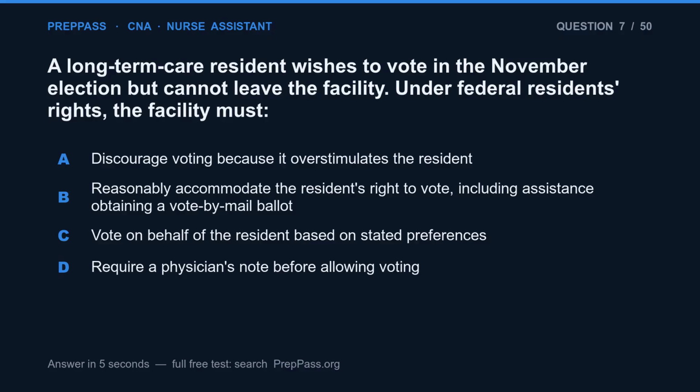Question 7. A long-term care resident wishes to vote in the November election but cannot leave the facility. Under federal residents' rights, the facility must: A. Discourage voting because it overstimulates the resident. B. Reasonably accommodate the resident's right to vote, including assistance obtaining a vote by mail ballot. C. Vote on behalf of the resident based on stated preferences. D. Require a physician's note before allowing voting.